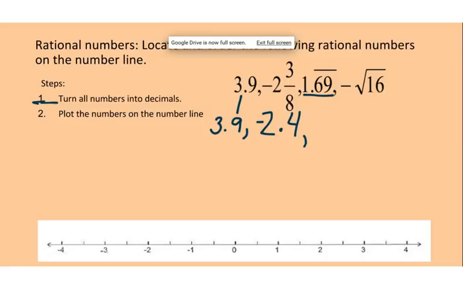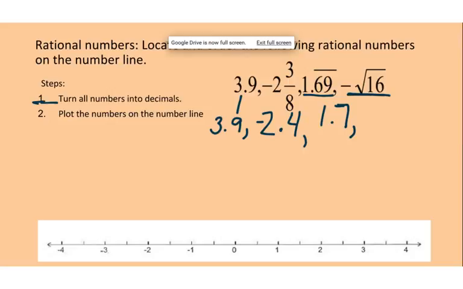Then we look at 1 and 69 hundredths repeating. Since it's a repeating decimal, we know that it's going to be 1.69696969. We're going to make that simpler for us, and we're going to round it to the nearest tenth. So we're going to call that 1 and 7/10. Oops, sorry. Let's erase that. 1 and 7/10.